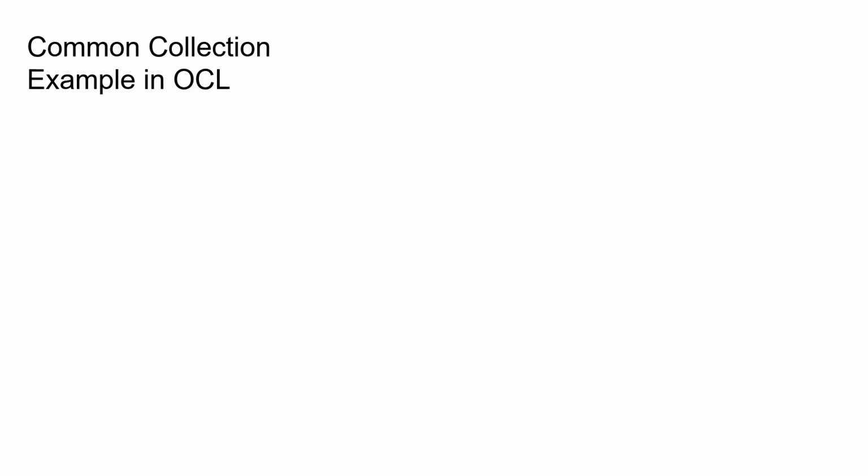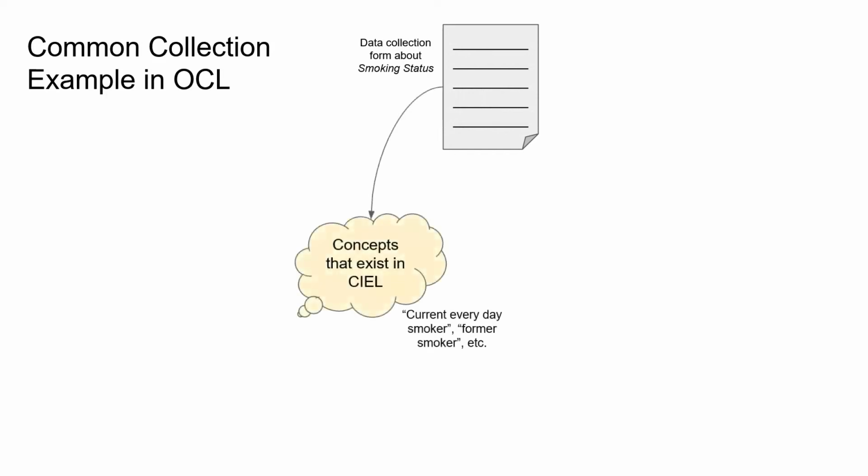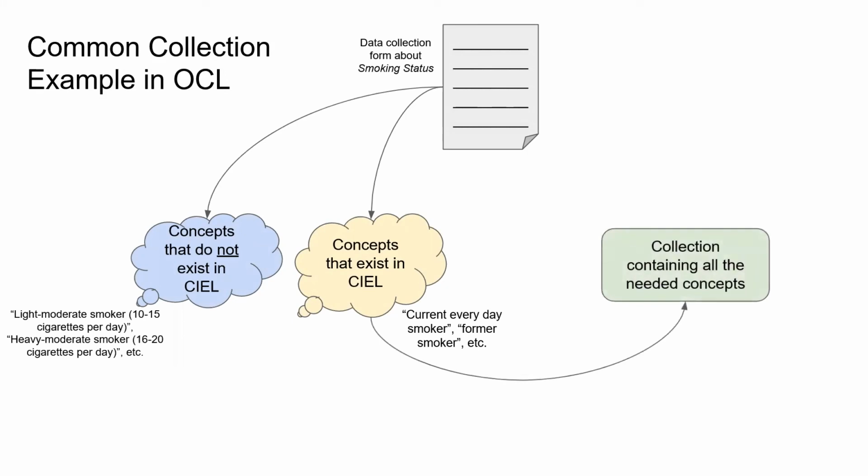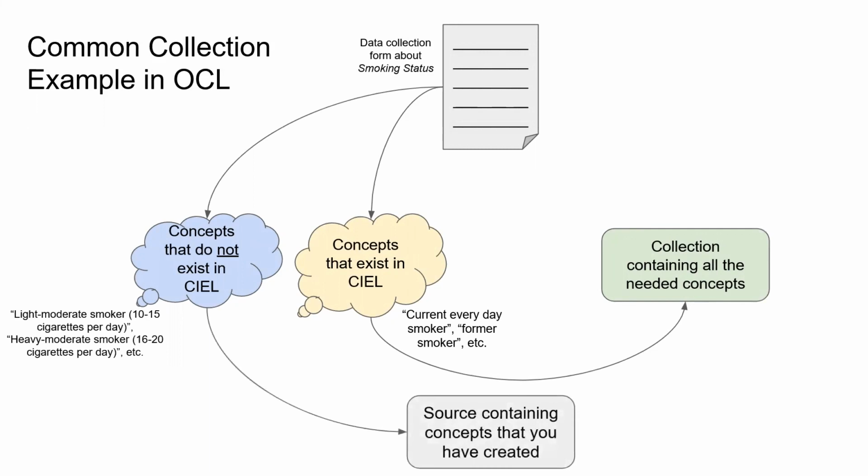Now, I want to show you an example of how collections and sources are used in OCL. Let's walk through an example. Let's say we have a data collection form about smoking status. This form would need answer concepts, some of which exist in another source like CL, and others which are unique and do not exist in another source. In OCL, you can start off easy by gathering the existing CL concepts into a collection. But we still have the unique concepts that we're going to need to make. In OCL, we can create those concepts within a source. Then we can gather up those concepts into our collection. And now our collection has all the concepts we need for our form.